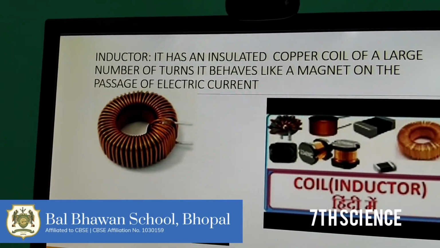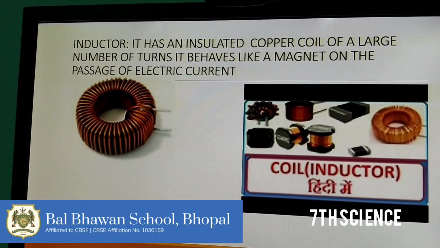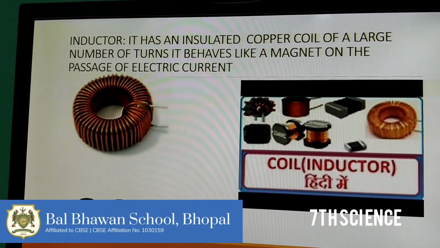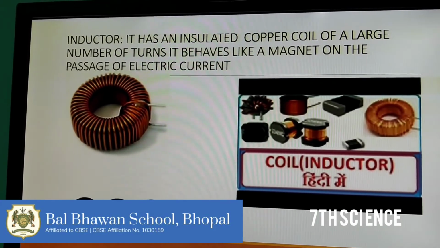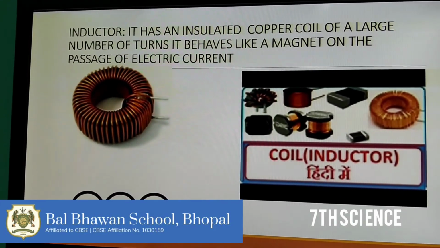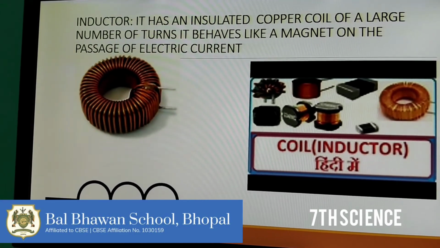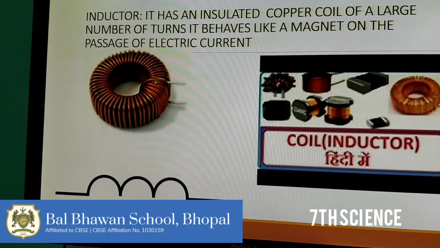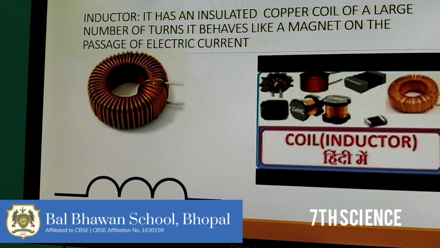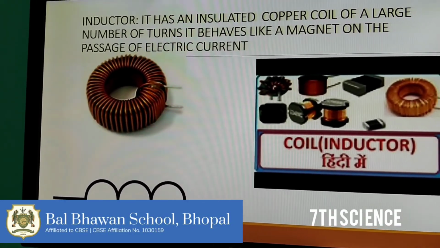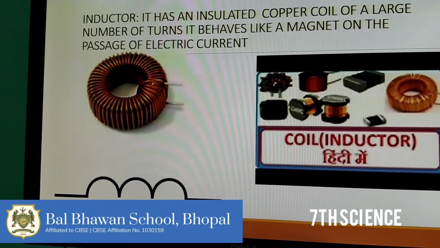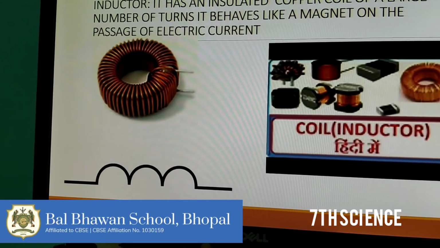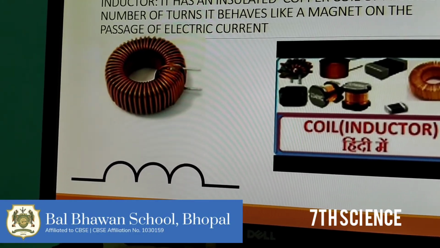Coming to the next important element, what is that? Inductor. Inductor is an insulated copper coil with a large number of turns. It behaves like a magnet with the passage of electric current. Now here you can see many types of inductor. Basically, a large number of copper coils with large number of turns. When we talk about the symbol, you can see that the coils are shown in the symbol.